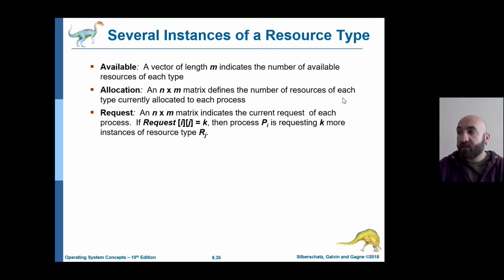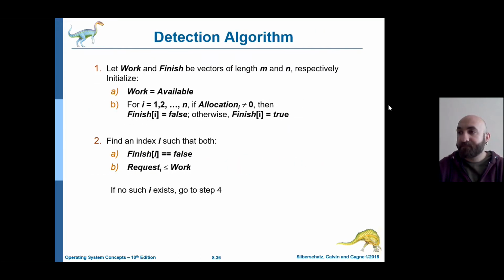Let's move on to the algorithm. Here's the algorithm. Again, it's very similar to the banker's algorithm. On the first step, let work and finish be vectors of length m and n, respectively. Initialize work as available. For i equals 0 to n minus 1, if allocation i is not 0, then finish[i] is false. Otherwise, finish[i] will be true.